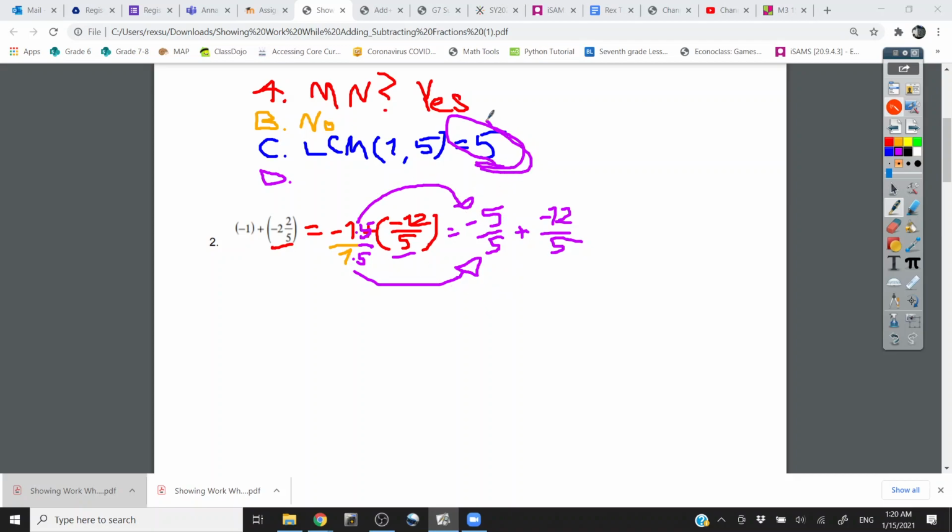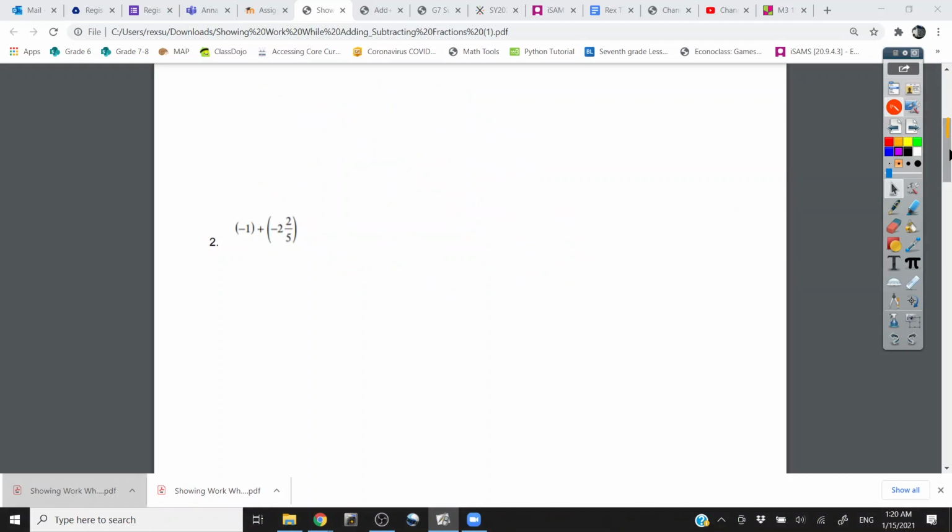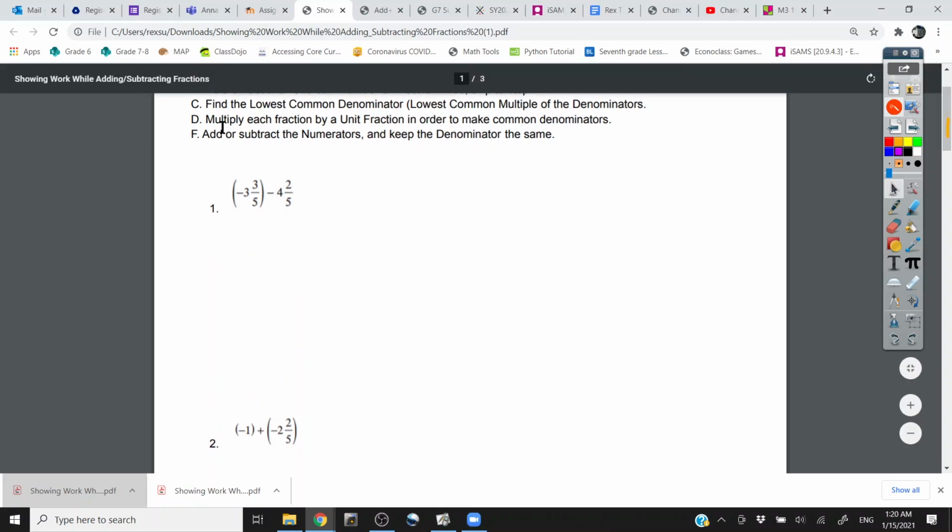I wanted to multiply to make 5, so I thought 1 times 5 gives me that 5, so do 5 times the numerator also, and I just get this result. Step D done. And if you notice, the point of step D is now we have common denominators. So now we're ready for step E. Add or subtract the numerators and keep the denominator the same.